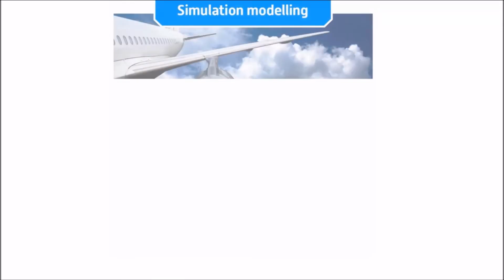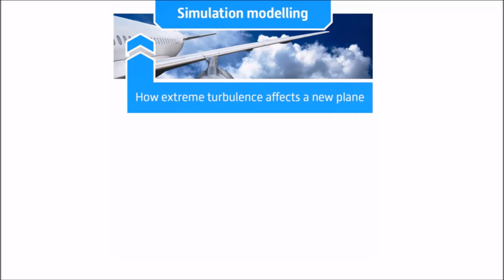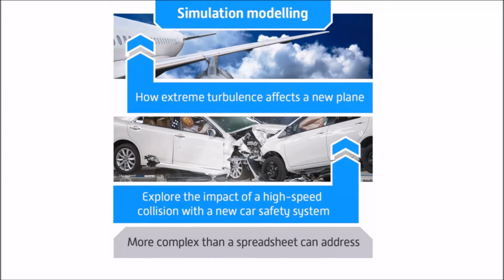Another example of computer modeling involves predicting what would happen in the physical world. This is called simulation modeling, and it is used in developing products. An aerospace engineer might want to see the effect of extreme turbulence on a new plane. An automotive company might wish to explore the impact of a high-speed collision on a car with a new safety system. These applications are usually more complex than can be addressed using a spreadsheet.